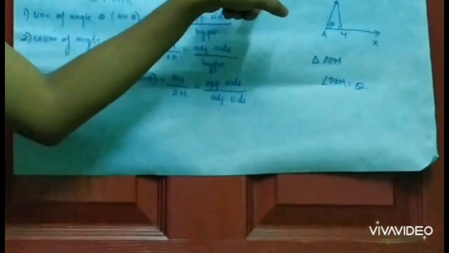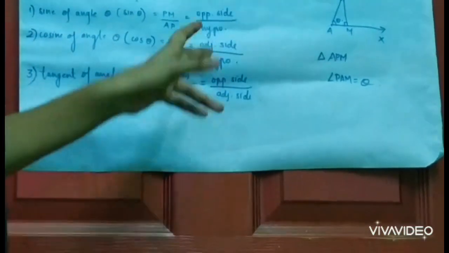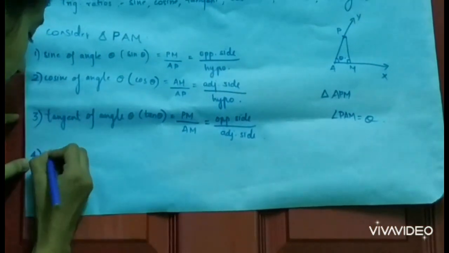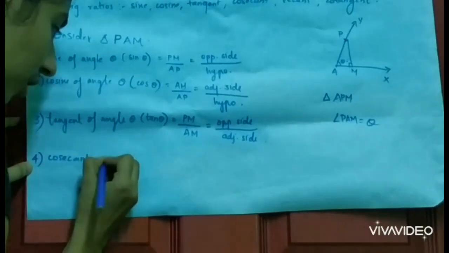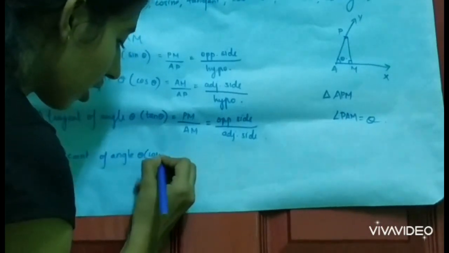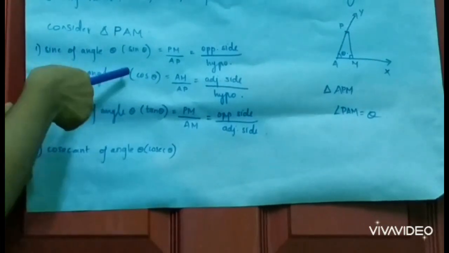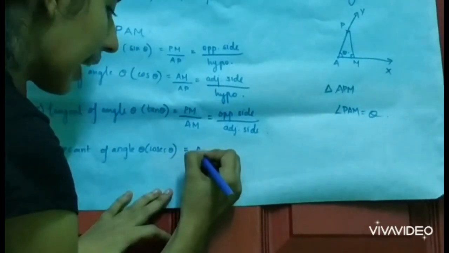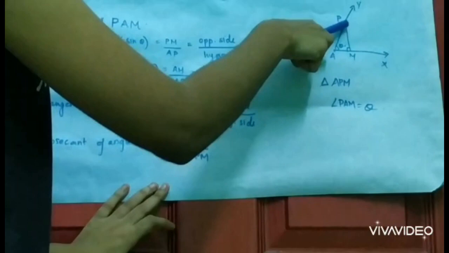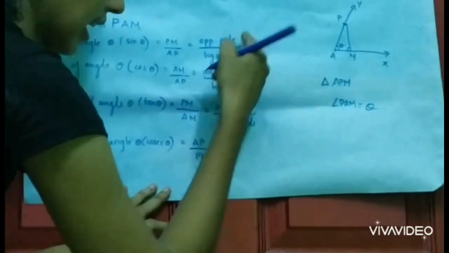Now the remaining three are cosecant, secant and cotangent. It's very simple because cosecant, secant and cotangent are the reciprocals of sine, cosine and tangent respectively. Now the fourth one, cosecant of angle theta, is represented by cosec theta. As I said earlier, cosec theta is the reciprocal of sin theta, so it comes as AP by PM. From the figure, AP is the hypotenuse and PM is the opposite side. Therefore, cosec theta is the hypotenuse by the opposite side.